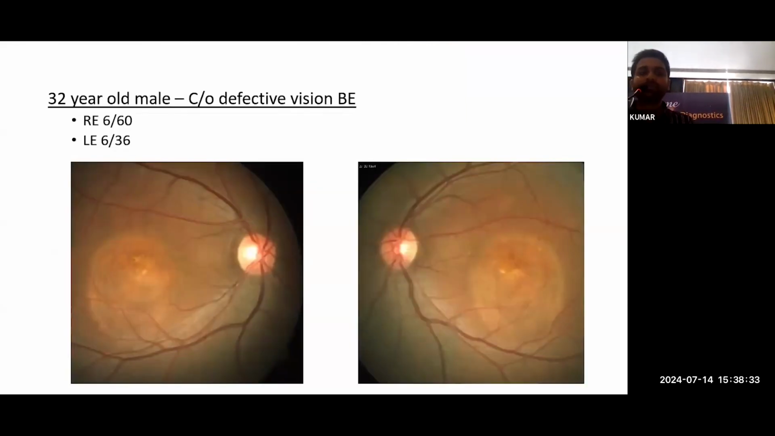This is a 32-year-old male who came with complaints of defective vision in both his eyes. Right eye visual acuity was 6/60 and left eye was 6/36. The fundus picture is like shown below.